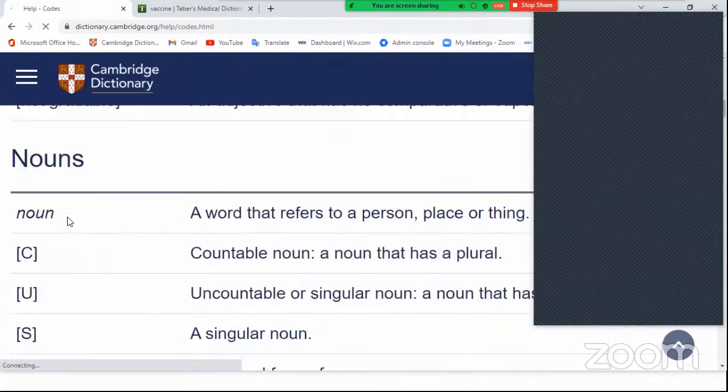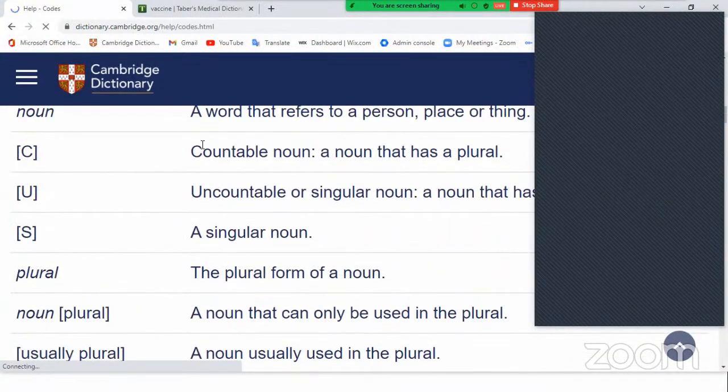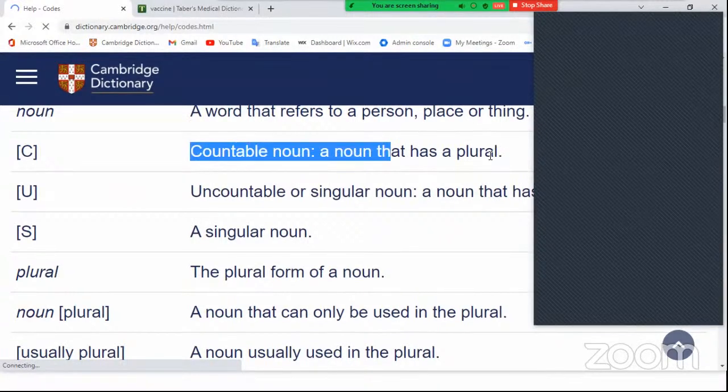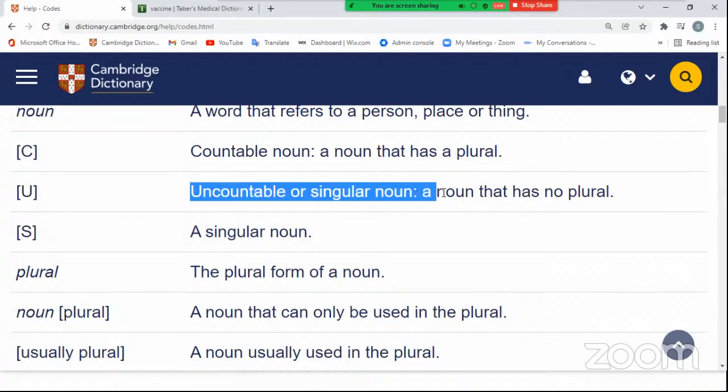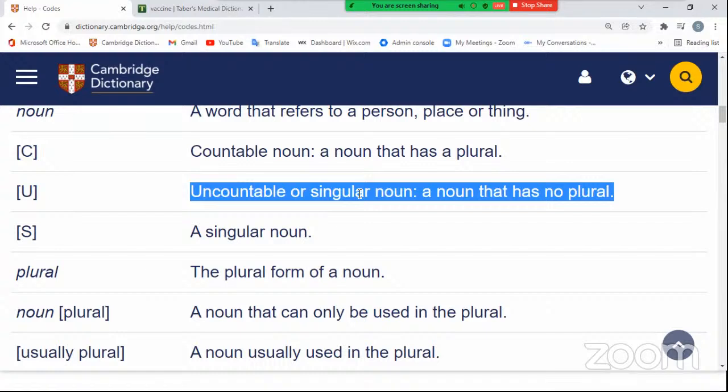Countable. So if you go there, see, countable noun. A countable noun has a plural form. I told you, a countable noun has a plural form. An uncountable or singular noun is a noun that has no plural. It's just singular, that's all, no plural form. Try to understand, you cannot count an uncountable noun, it doesn't have a plural form. So don't you realize that?